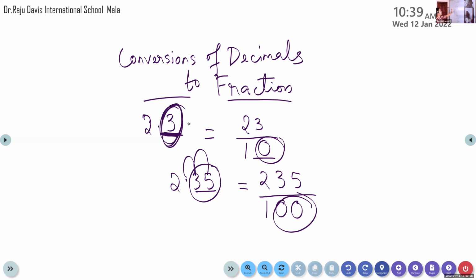So there is a decimal number 2.3. How to convert this into a fraction? The first step is to write the number without decimal point, that is 23, divided by. The number of zeros will be equal to the number of decimal places. Here we have only one decimal place, so we divide by 10, meaning there is only 1 zero. Here after the decimal point, we have 2 decimal places, so in the denominator also we have 2 zeros. Is that clear, children? Any doubt?